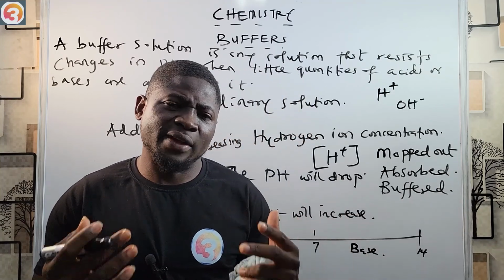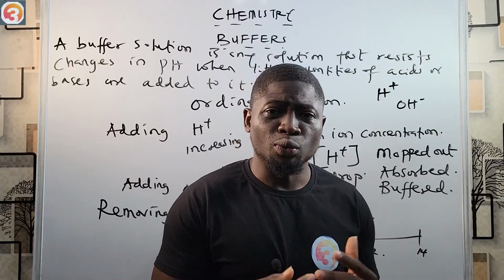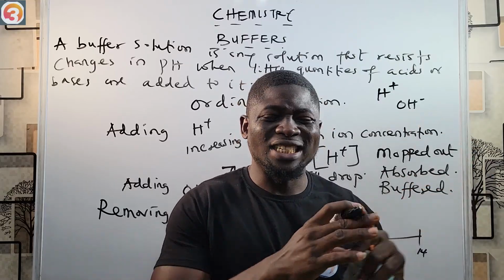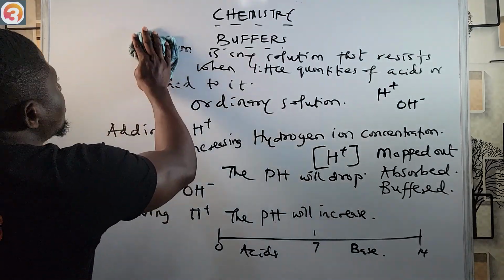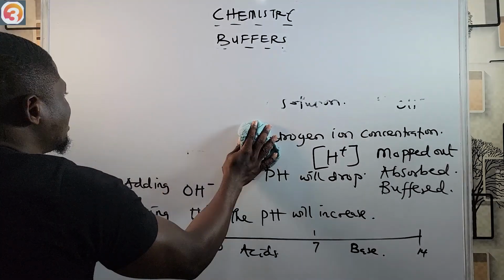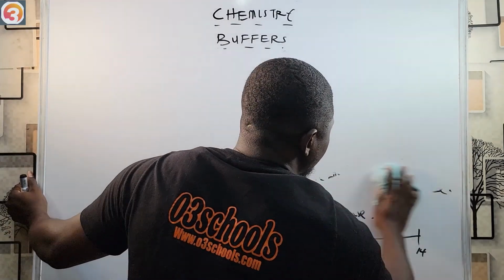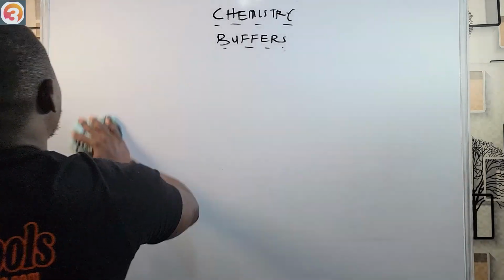Buffers that we have. First, there are two basic types of buffers. Let's look at them, and then after that I will show you how this effect is neutralized. All right. So now let's see the types of buffers. There are two basic types of buffers. We have acidic buffers, and then we have alkaline buffers.